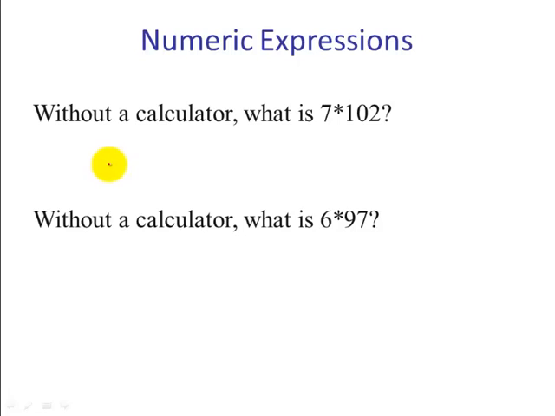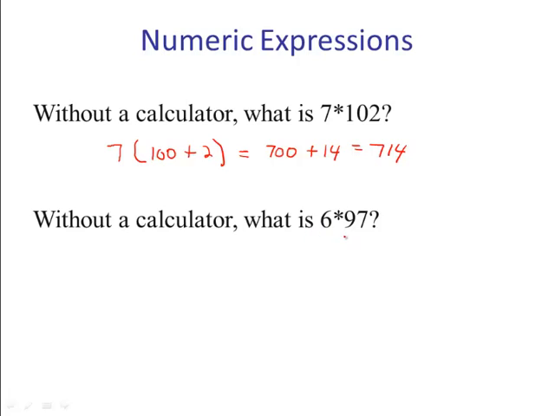Imagine if we didn't have a calculator and we're asked to compute what is 7 times 102. Well, by using the distributive property, we could rewrite this as 7 times 100 plus 2. And then we would take 7 times 100, which is 700, plus 7 times 2, which is 14. So the answer is 714.